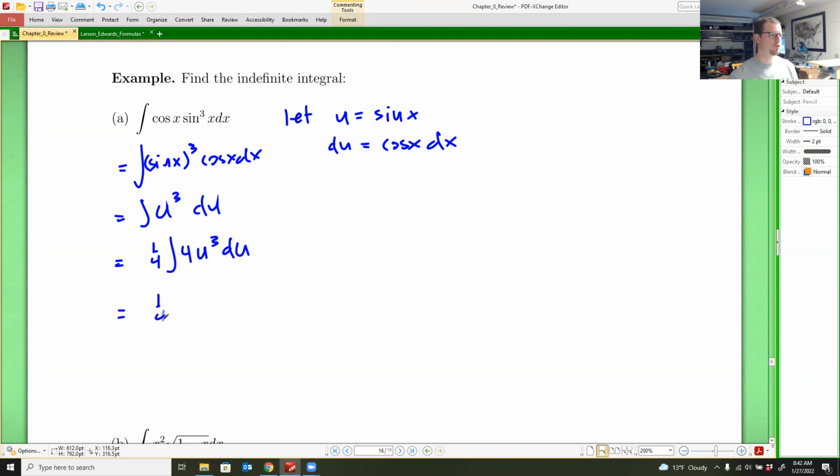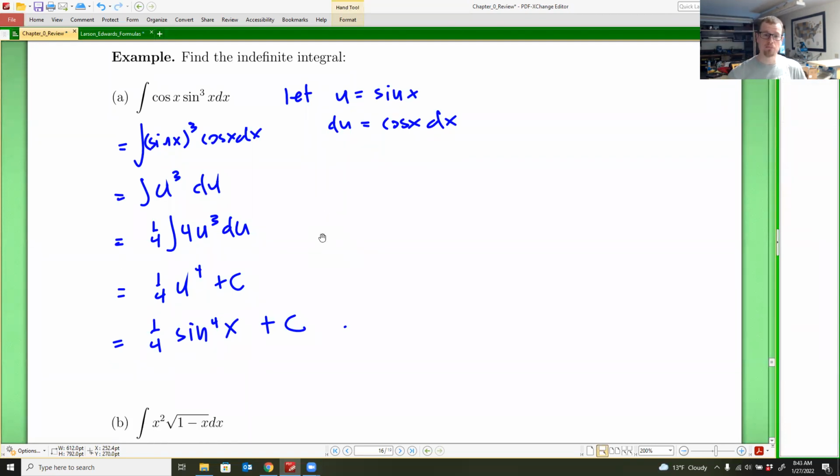So this is 1/4 times u to the 4th plus c, but I need to substitute back. So this is 1/4 sine to the 4th of x plus c, and that's it. So that's our method of substitution. Does our substitution always look quite that simple? Is it, oh hey, you do the substitution and you can observe that what we have is essentially the power rule, or essentially just the chain rule, or essentially just one of these basic rules?